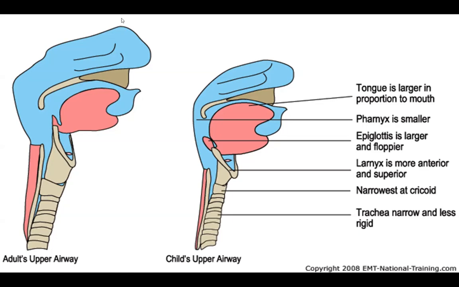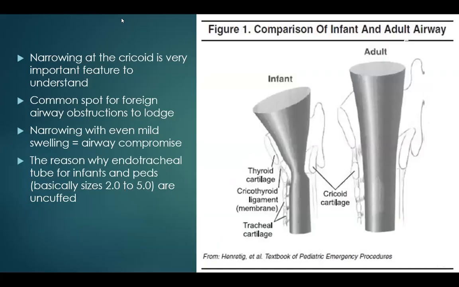So the child's airway is much smaller. The tongue takes up a greater proportion of the mouth. The pharynx is smaller, the epiglottis is larger and floppier, and the larynx is more anterior. The narrowest portion of the cricoid is much more narrow than the adult, and the trachea narrows and is less rigid. So basically, long story short, there's narrowing at the cricoid. It's a very important feature to understand. This is a common spot for foreign airway obstructions to lodge.